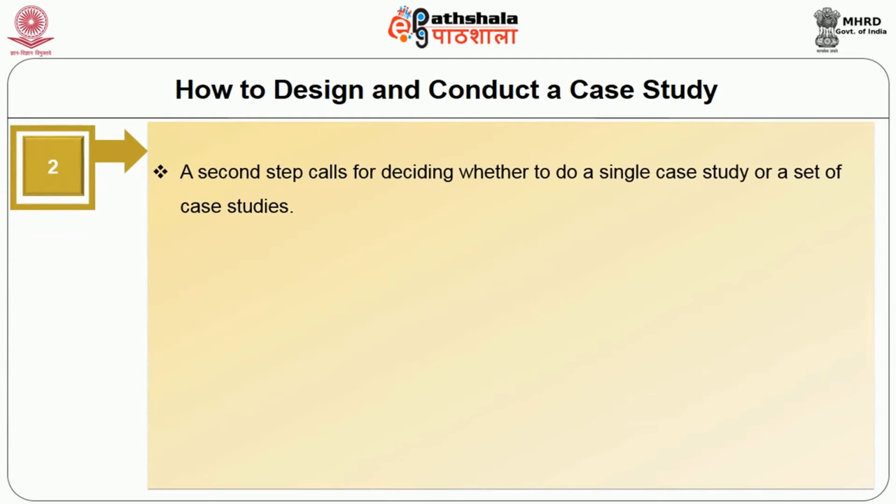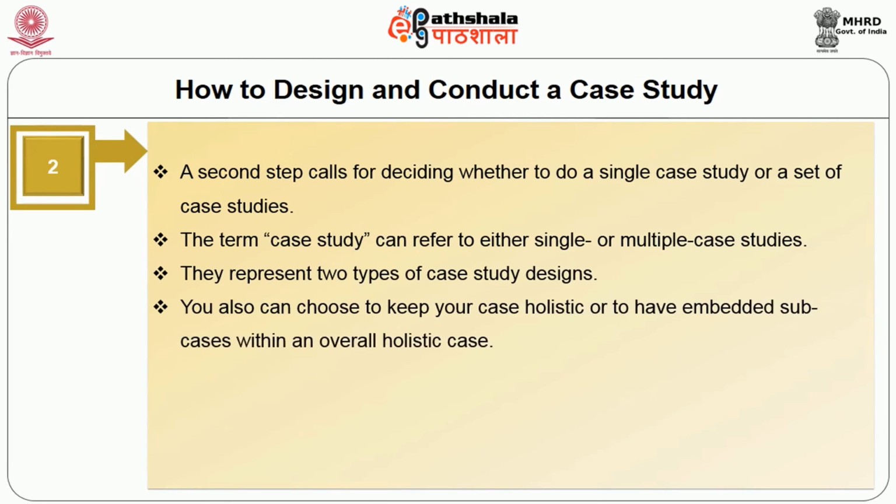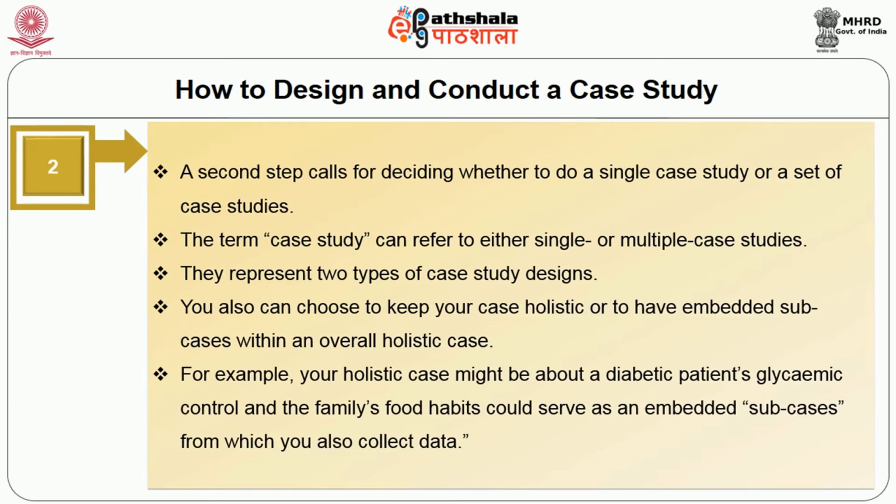A second step calls for deciding whether to do a single case study or a set of case studies. The term case study can refer to either single or multiple case studies. They represent two types of case study designs. You also can choose to keep your case holistic or to have embedded subcases within an overall holistic case. For example, your holistic case might be about a diabetic patient's glycemic control and the family's food habits could serve as an embedded subcase for which you also collect data.